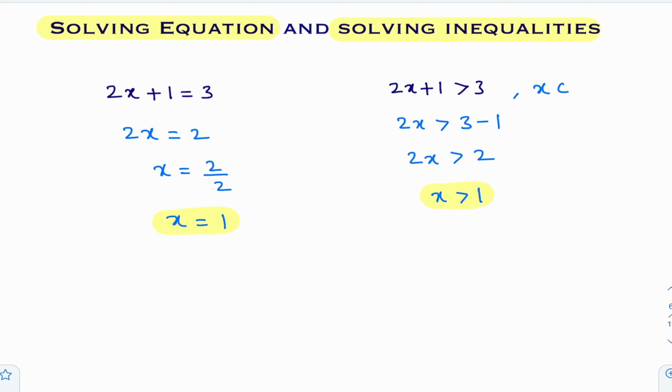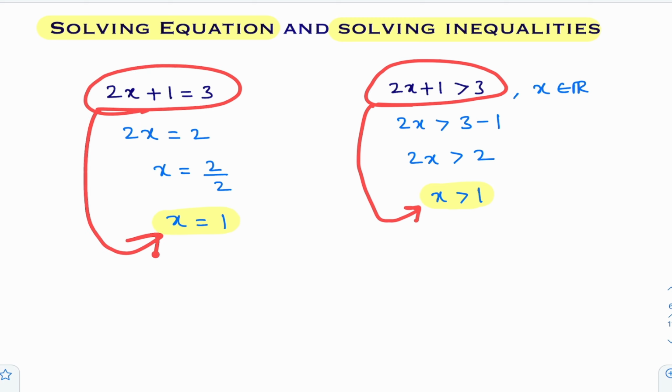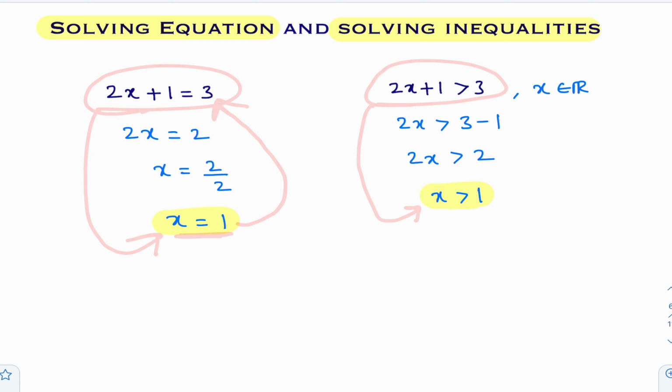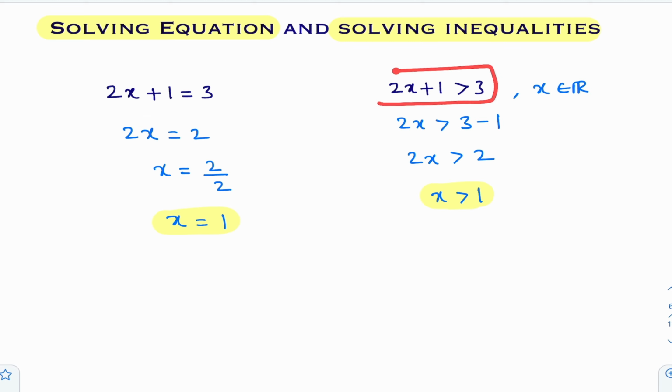Here we suppose that x is a real number. 2x plus 1 is greater than 3 and x is a real number. So when I solve this inequality, I got it like this. When I solve this equation, I got it like this. If I solve an equation, I get only one solution. x equal to 1 is the solution of this equation. But here, for this inequality, how many solutions are there? You can see infinitely many solutions are there.